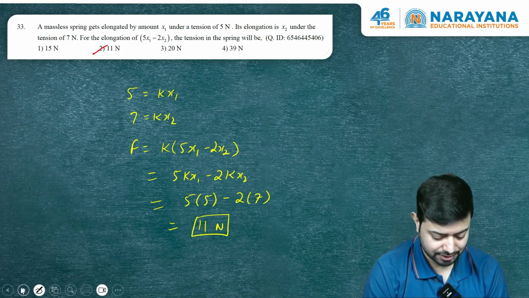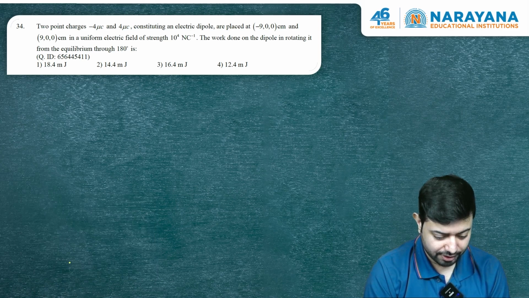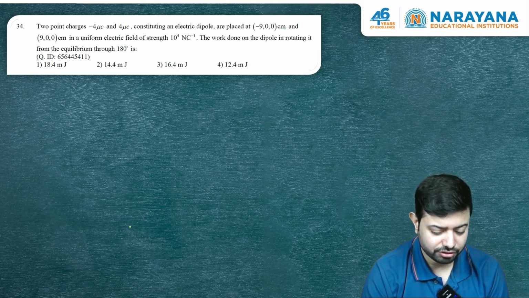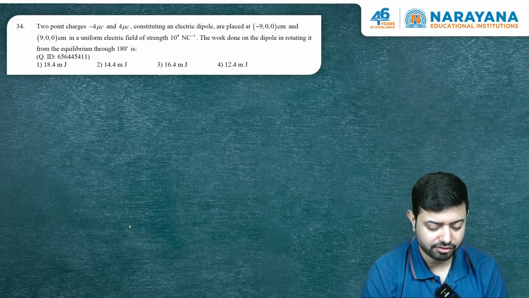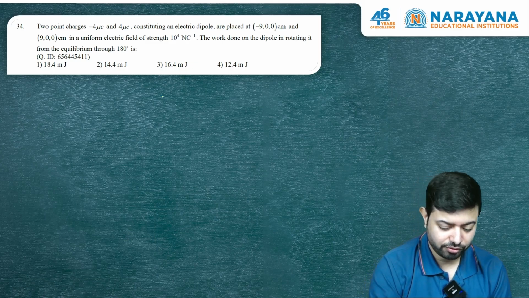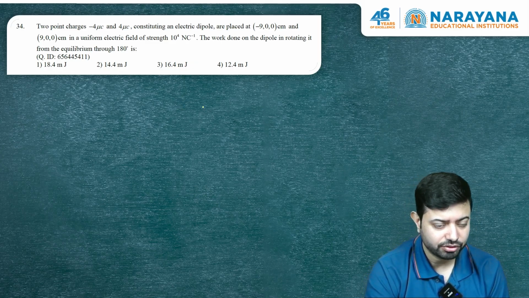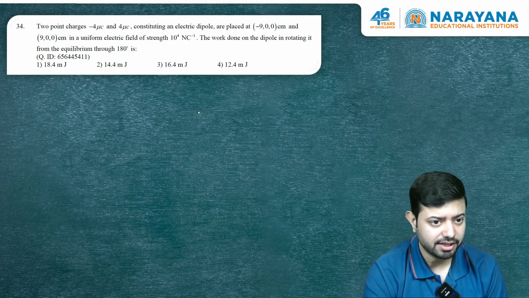Second option. Next question. Two point charges, minus 4 microcoulomb and plus 4 microcoulomb, constituting an electric dipole, are placed at minus 9, 0, 0 and 9, 0, 0. So, the positive charge is at 9 position and minus charge is at the minus 9 position.